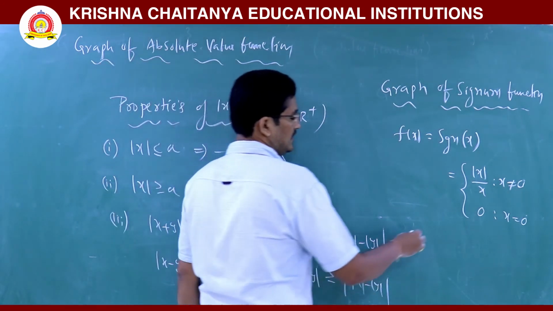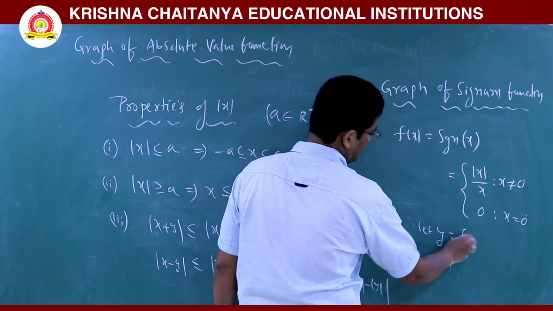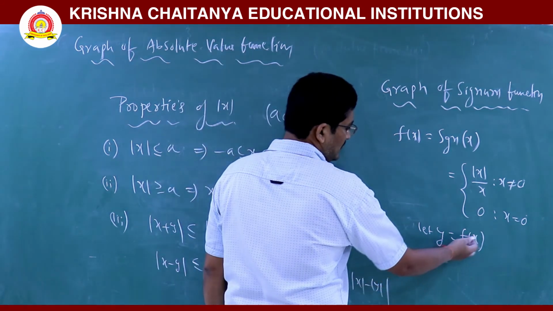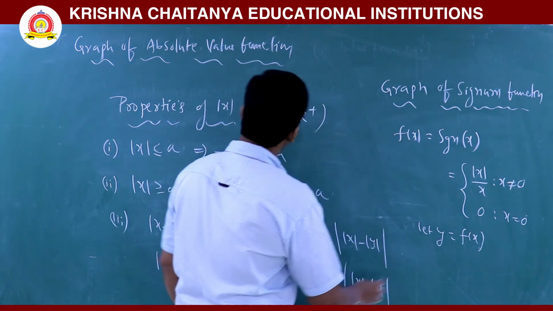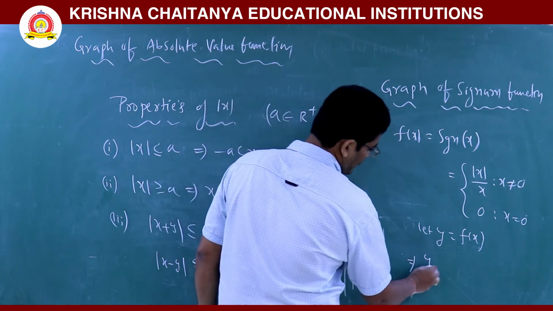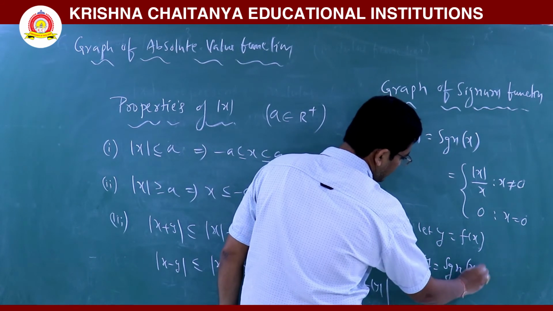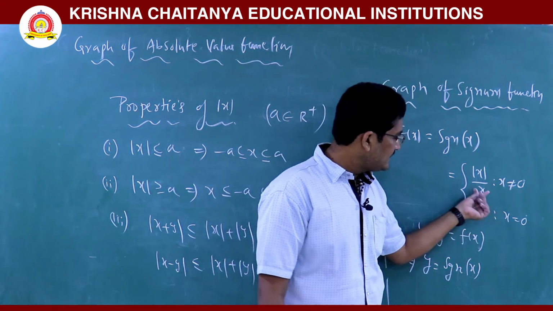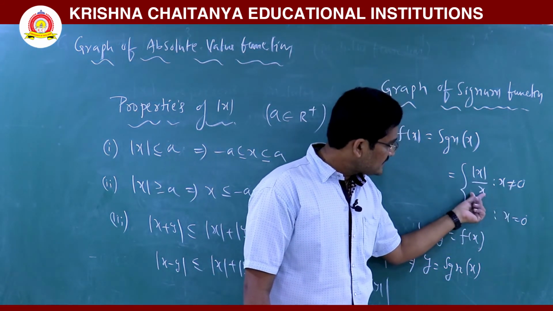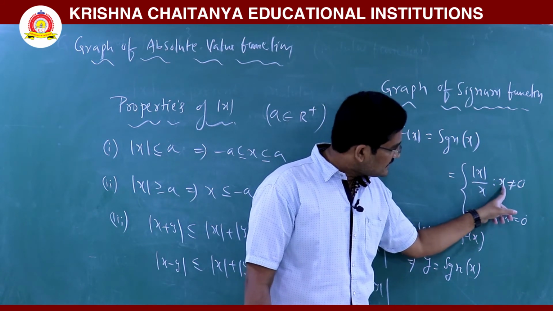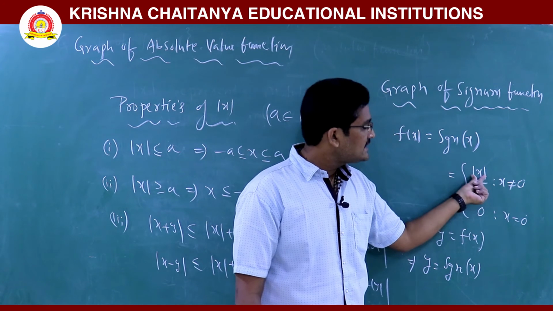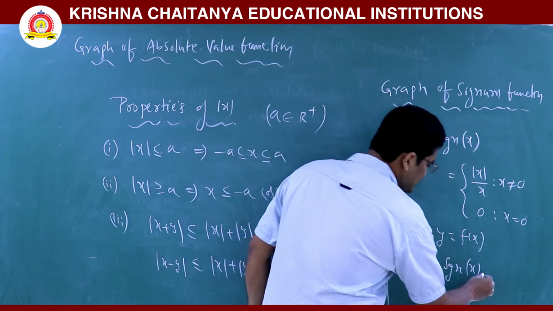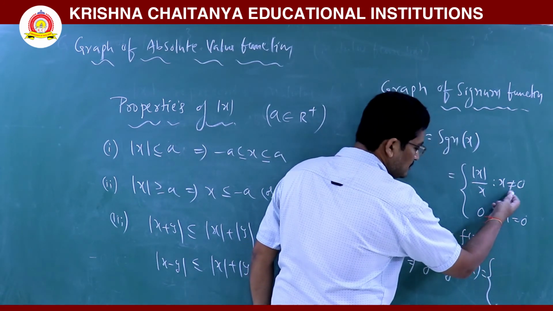So let y equal f of x, which means y equals the signum function of x. The definition of the signum function of x is like this: x not equal to 0, mod x by x. X not equal to 0 means either x is positive or negative. If x is positive, mod x is x, so x by x is 1. That means we have to rewrite this for x positive, x greater than 0.